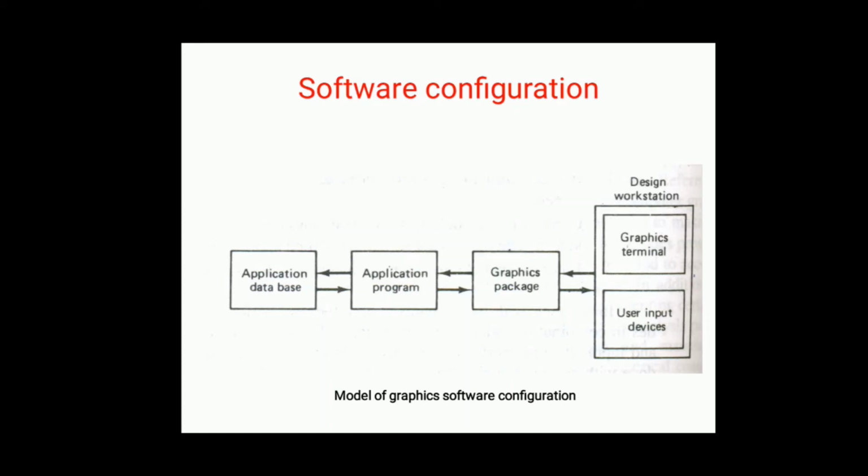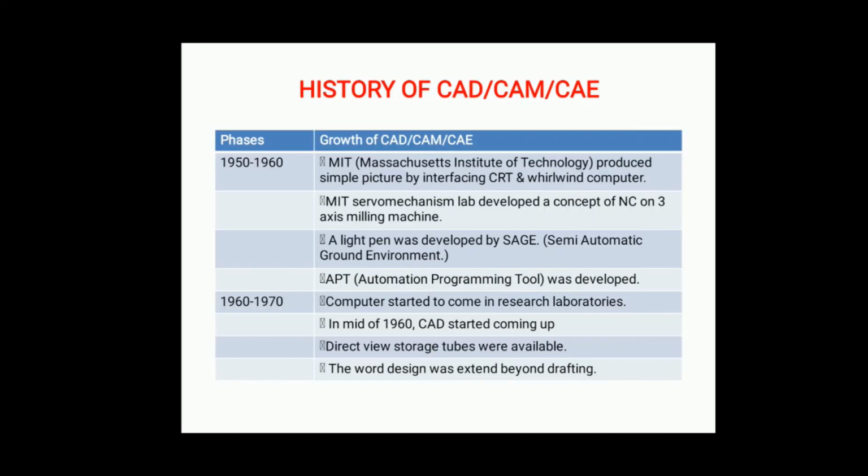Here we are going to create the model of the graphics software. So next, the history of CAD CAM CAE. In the phase of 1950 to 1960, MIT, that is the Massachusetts Institute of Technology, produced simple pictures by interfacing a CRT and the Whirlwind computer. First invention in the 50s-60s.